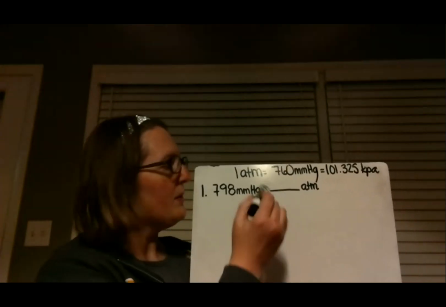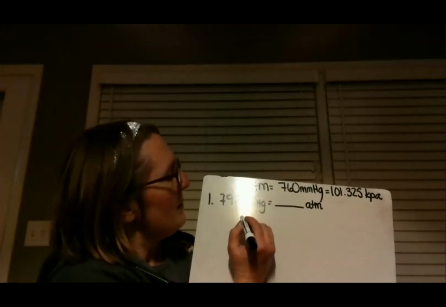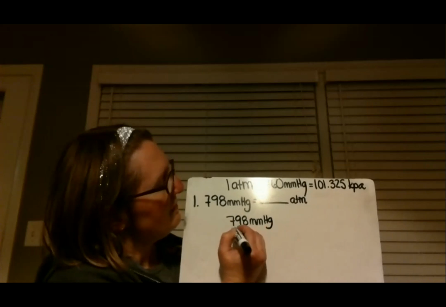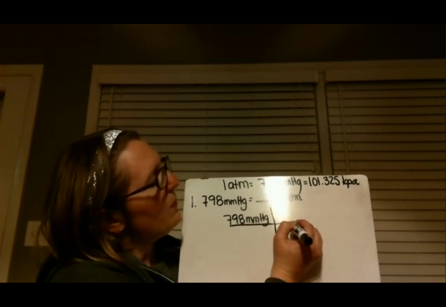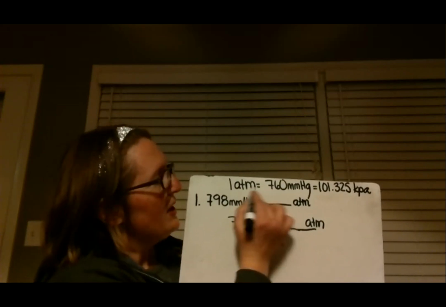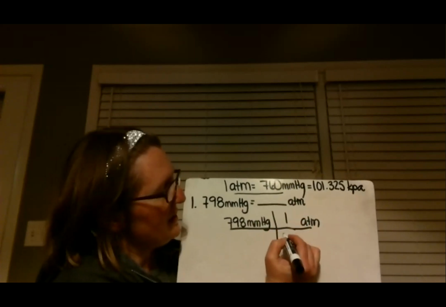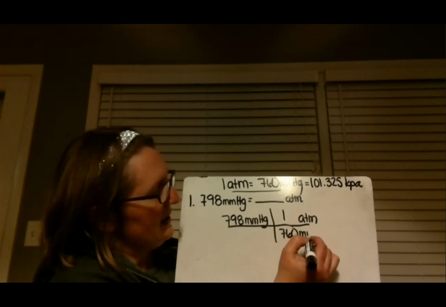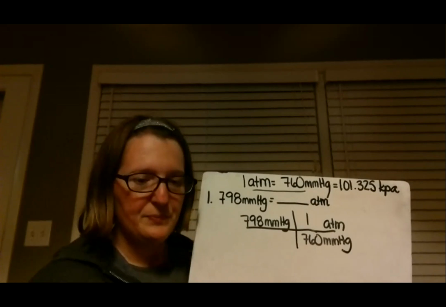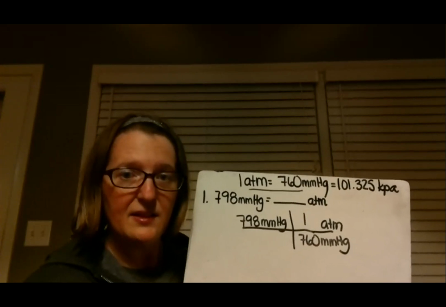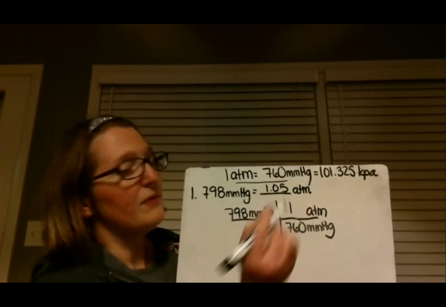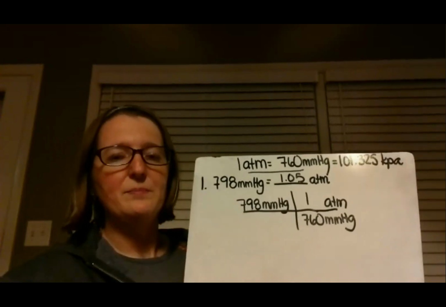All right, so we're going to convert here. We're going from mmHg to atmospheres. So remember, I'm always going to put what I start with up here, what I want to go to up here. And remember, what's up here has to be down here. So I'm going to plug in these two: 1 atmosphere, 760 mmHg. And I'm going to divide these two. I'm going to take 798 divided by 760, and I get 1.05. All right, so that was from 6.1.